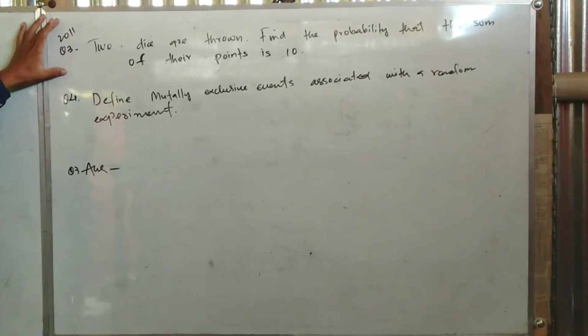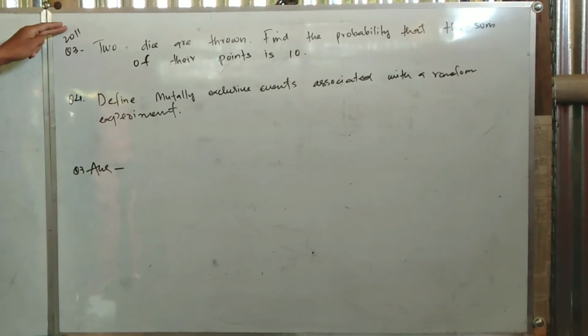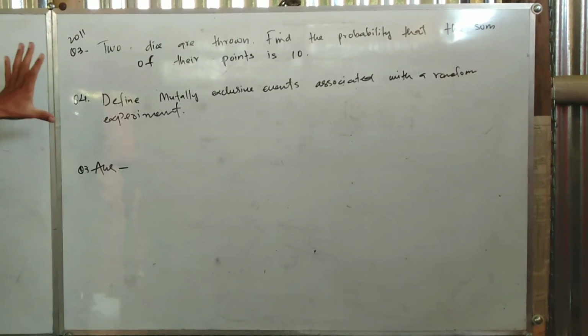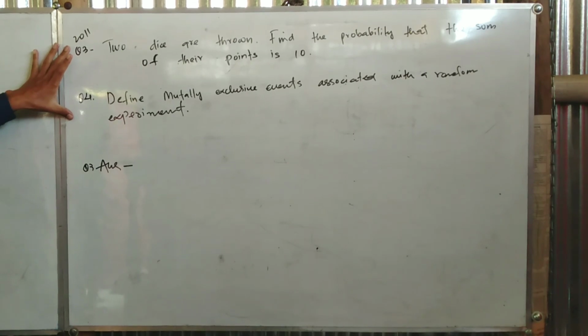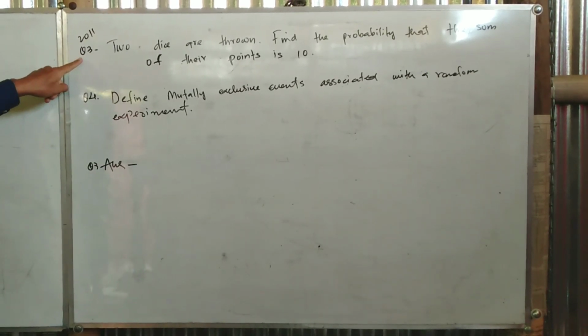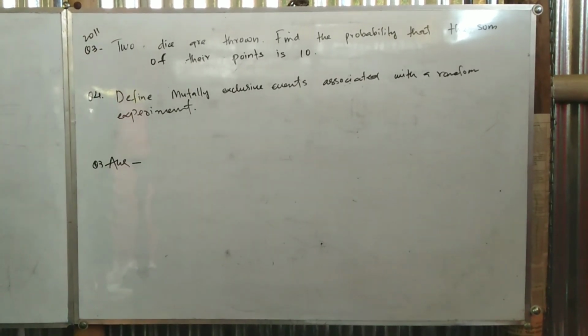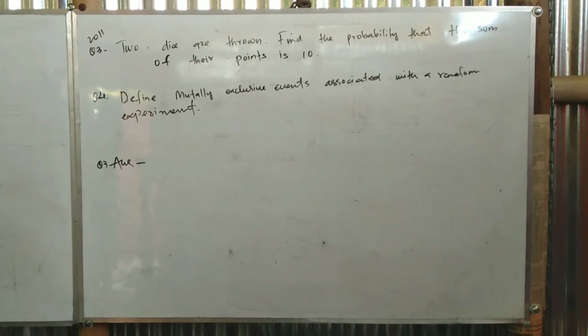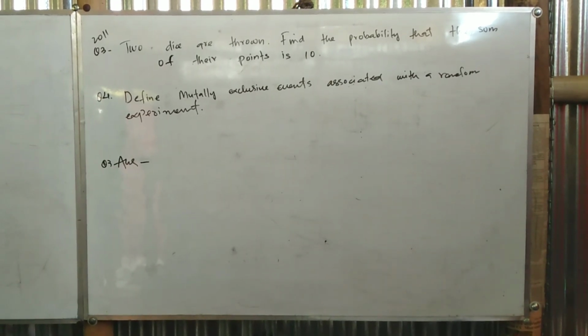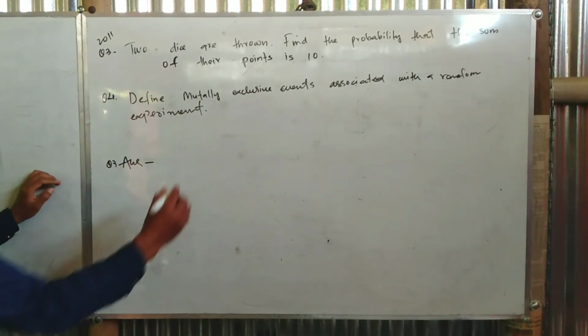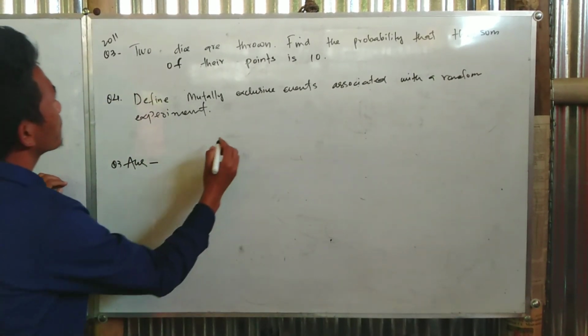Okay, now let us go to the 2011 question. Let's go back. Question number 3. Two dice are thrown. Find the probability that the sum of their points is 10. Two dice. Okay, let's solve it simply.